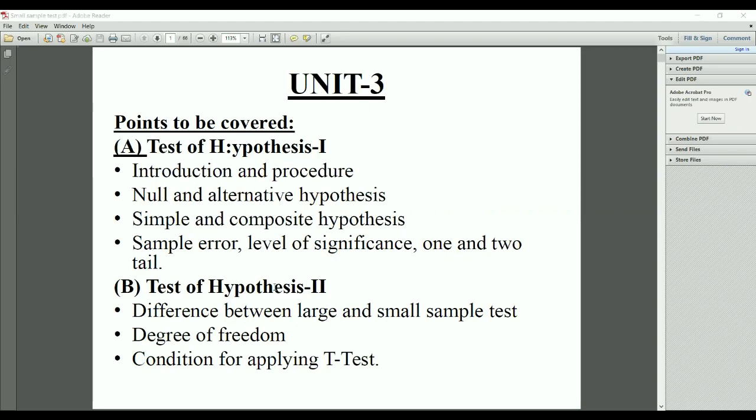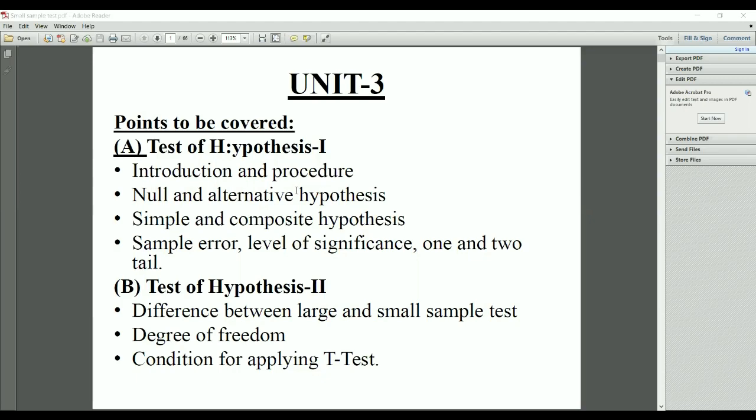There is the introduction, procedure, and null and alternative hypothesis, simple and composite hypothesis, sample error, level of significance, one or two tails.